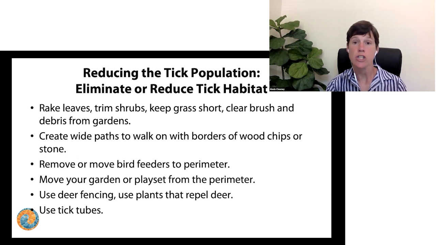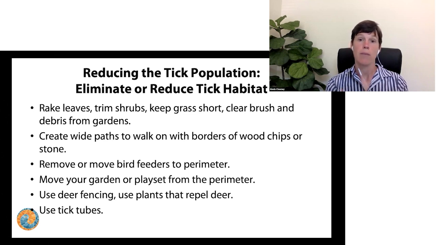So thinking about reduction of the tick population in the landscape is really applying all that information. So let's rake up the leaves, be careful while you're doing it, please be protected, trim the shrubs, keep the grass short. Keeping it short will not prevent ticks from living there, but it will decrease the humidity and allow the wind to get in there a little more in the sun, so you might have less ticks. Clear your brush and debris from your gardens.